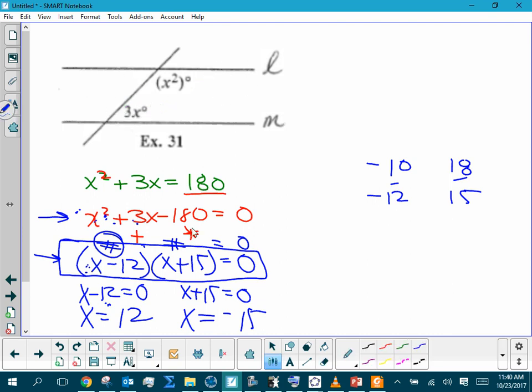Negative 15 squared is? 225. It's positive, right? So that's okay, but have we talked about angles that have been bigger than 180? That instantly should tell you you've got an issue here with this negative 15. And if I plug it in here, I get an even bigger issue, an angle of negative 45 degrees.